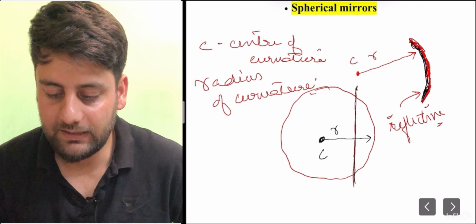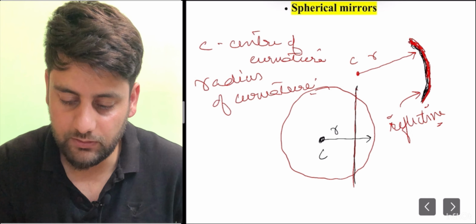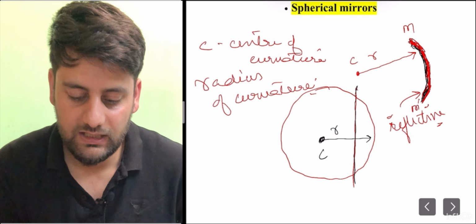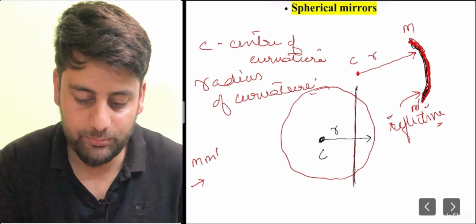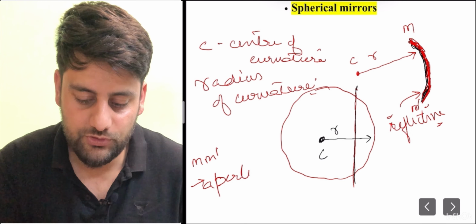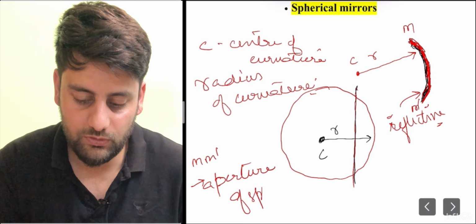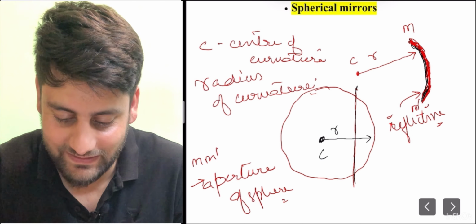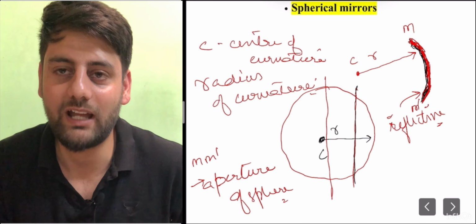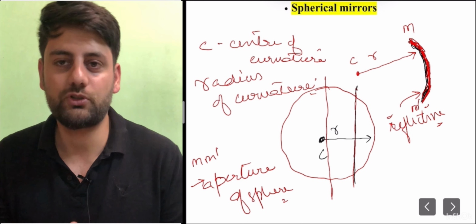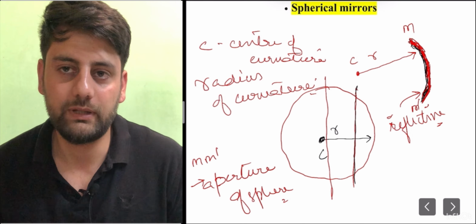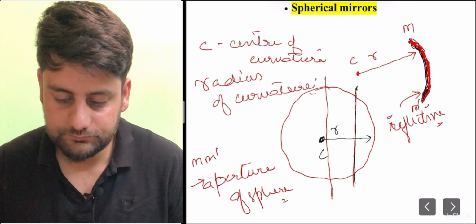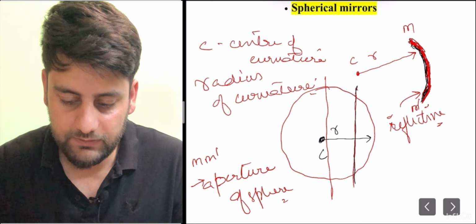And what else? The length of this mirror which we have cut from the sphere, for example, I am naming it MM'. This MM' is nothing but the aperture of the mirror. The maximum or biggest aperture can be the diameter. If you cut at the center of the sphere, it will definitely be the diameter. So the bigger the aperture, the bigger the mirror will be, okay? And the biggest aperture you can cut is basically the diameter. Is it clear?